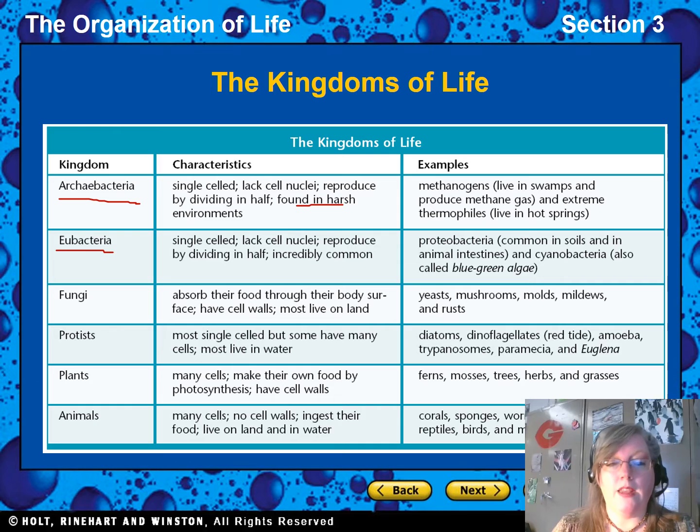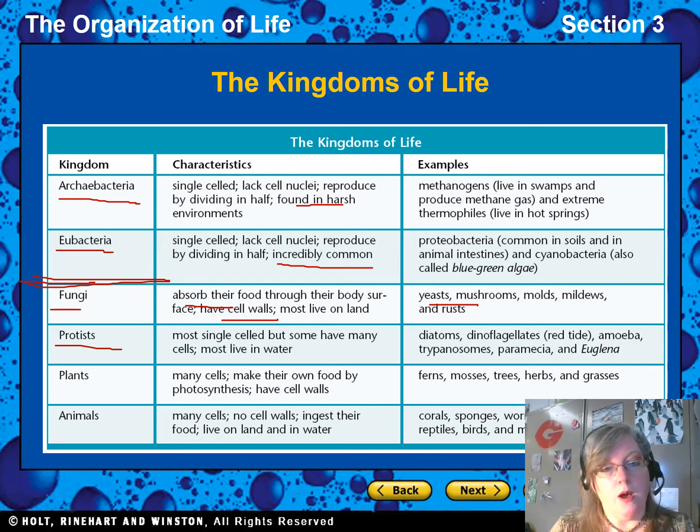So Archaebacteria, old bacteria from the harsh environments. Eubacteria, true bacteria that are common and everywhere. Now everybody else has a nucleus. Fungi has a nucleus. It's different. It has cell walls like a plant does, but it has to eat its food like an animal does. These are our yeasts and mushrooms. We just did protist. This is a junk drawer kingdom. Most of them are single-celled, but some have many cells. Most of them live in the water, and these are some of the examples of those.